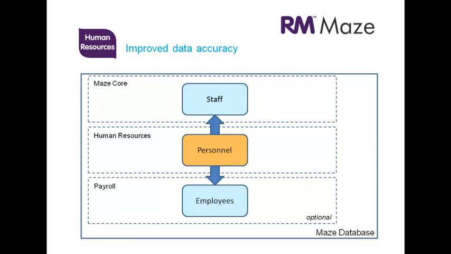Once the HR module is implemented, this personnel table becomes the single point of truth for all staff-related details, and all common information is automatically updated into your staff and employee tables from here. Not all staff will have a record in all three entities, staff, employees, and personnel, but as all staff details are now managed through HR, everyone will have a personnel record.